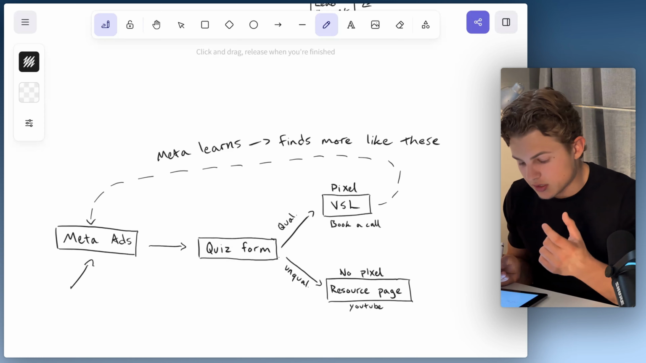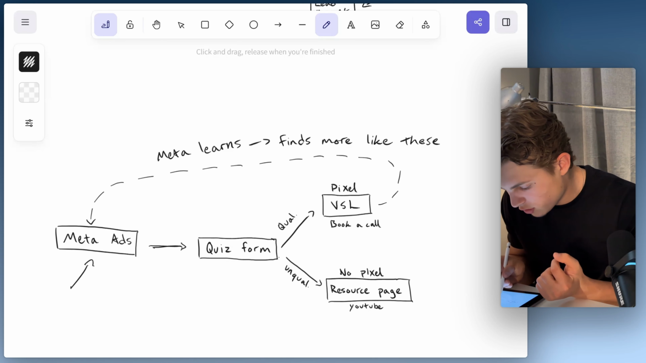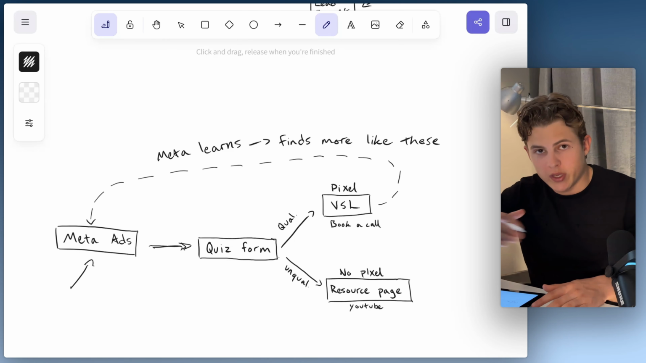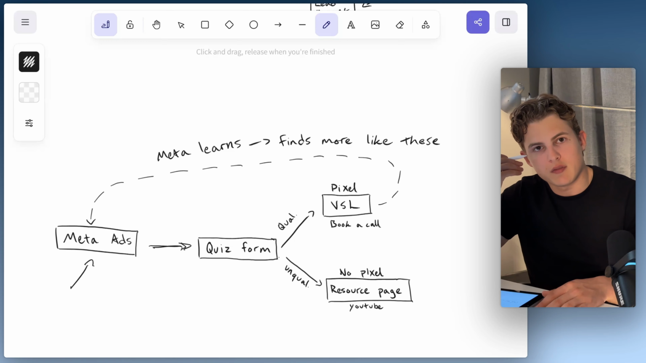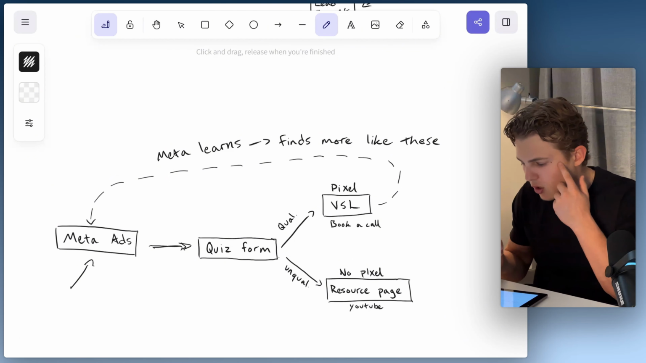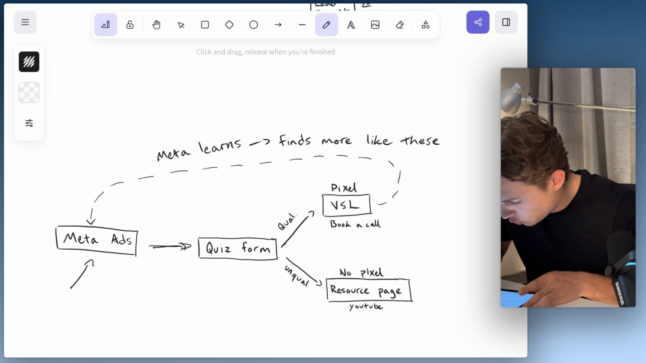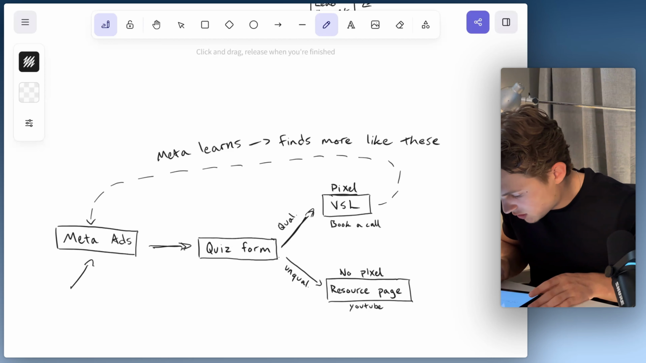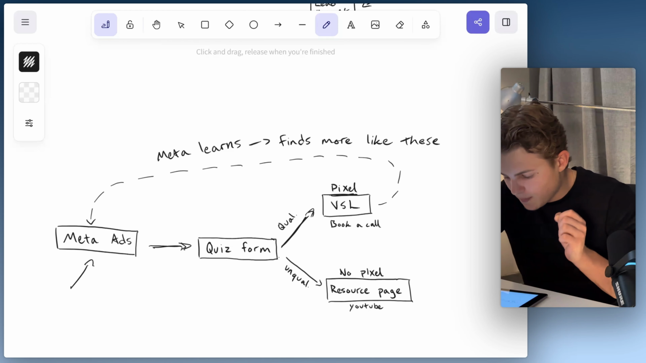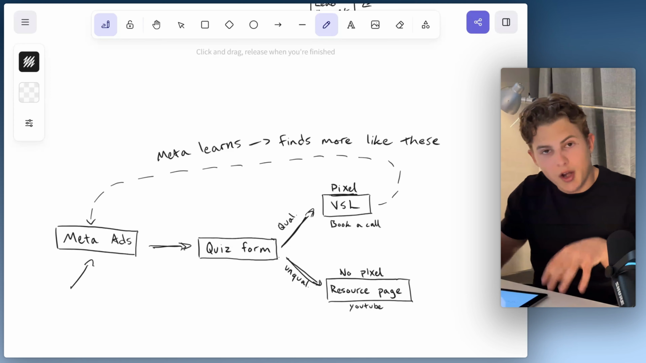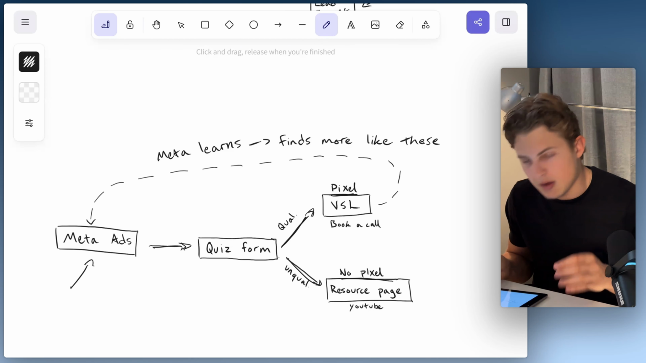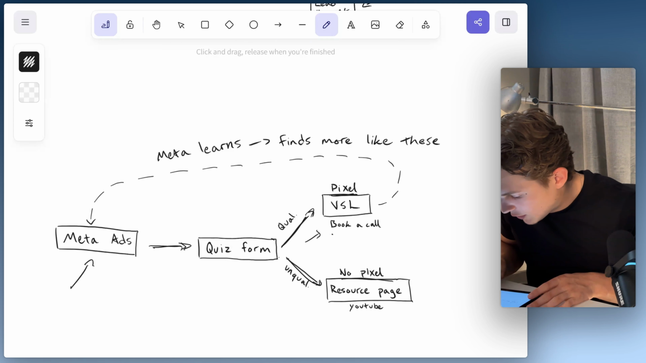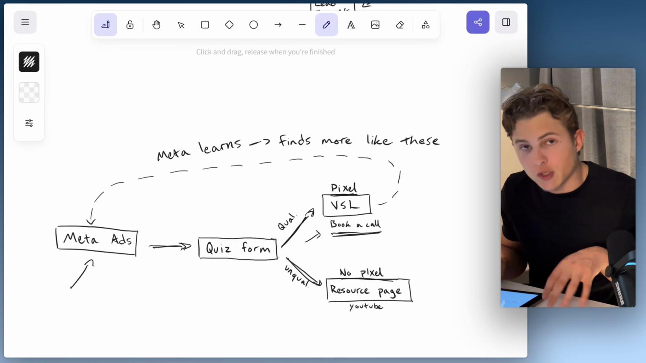And if you run a quiz, then from the ads, people will go to your quiz form, and because you have your qualification questions in the intake form, you will know exactly which leads are qualified and which leads are unqualified. So what you want to do is send all the qualified ones to a VSL page where the pixel will fire. And then you want to send all the unqualified ones to another page where there is no Meta pixel. And on the page where you send the qualified ones, you want to let them book a call, obviously, because they are qualified.